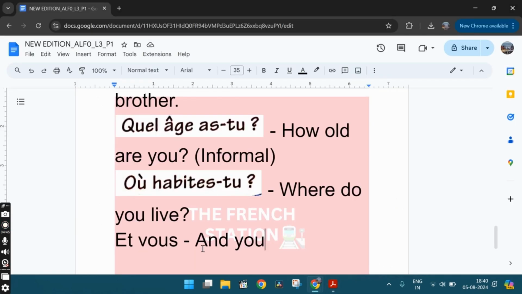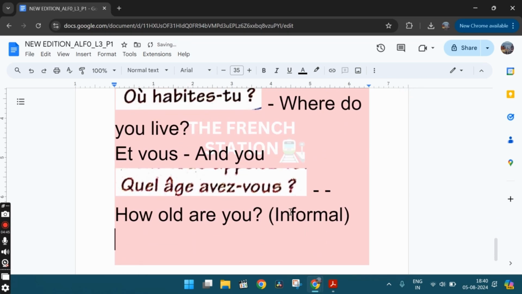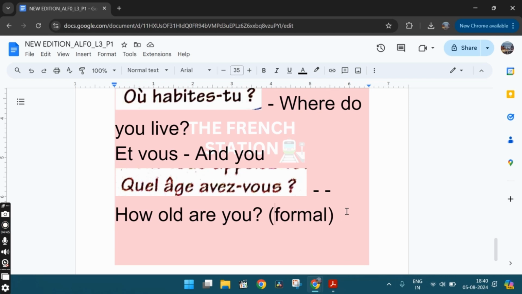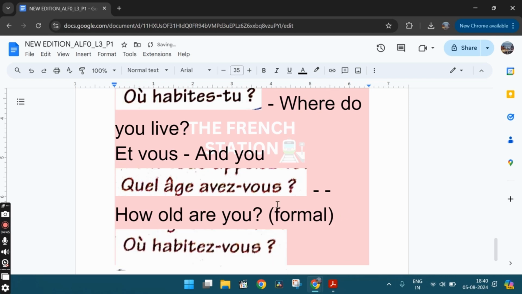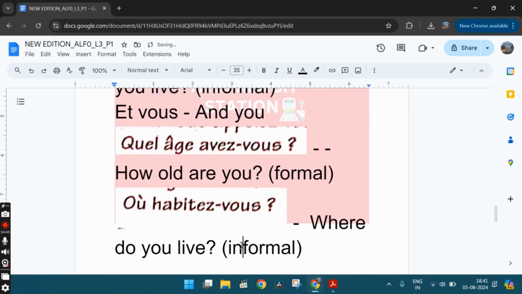Then Didu also asks, quel âge avez-vous? Quel âge avez-vous is how old are you? But this is not informal, this is formal. And then Didu also asks, où habitez-vous? Où habitez-vous is nothing but where do you live? And this is formal. So où habites-tu is also where do you live, but this is informal. Whereas when you say où habitez-vous, it means where do you live and it is formal.